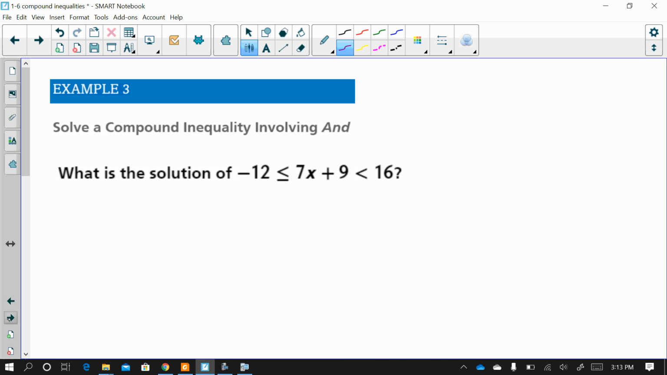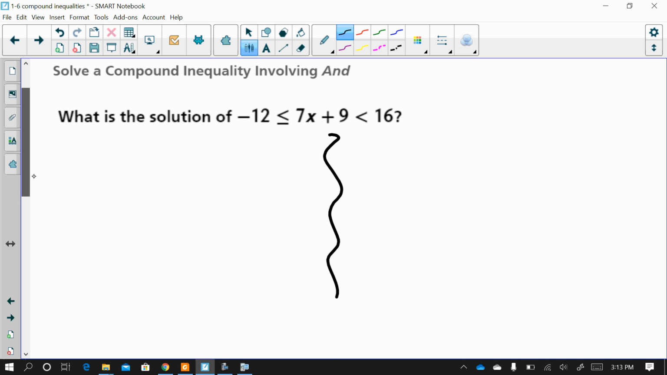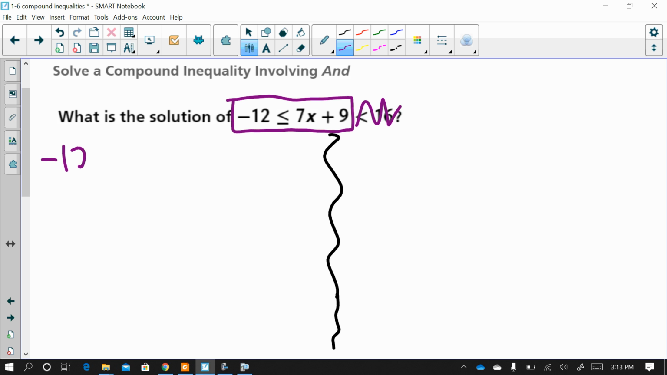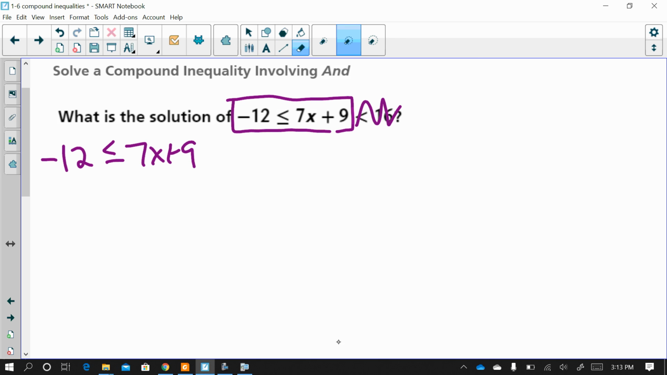Now I'm going to show you two different ways of solving this, and I don't care which way you use. Okay, so my first method of solving, I'm going to split it into two problems. The first problem I'm going to look at is I'm going to go till I hit that first sign. I don't care about this guy. My first problem is negative 12 less than or equal to 7x plus 9. Actually, let me get rid of this line because I'll worry about the second method later. Okay, and since I'm in between, I know this is AND, so I'm going to write AND really big.